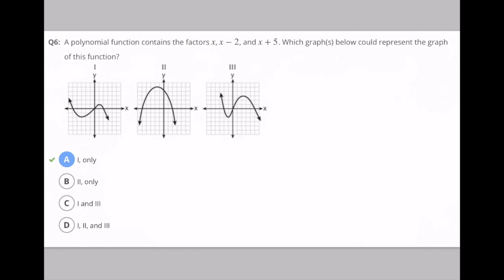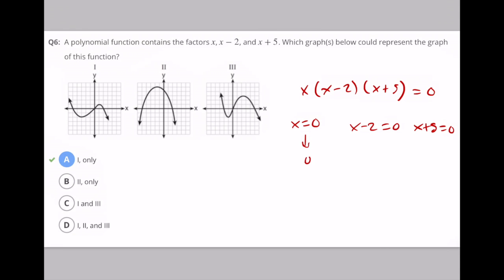Okay, question 6. A polynomial function contains the factors x, x minus 2, and x plus 5. Which graphs could represent the graph of this function? So here are our roots, our factors. x, x minus 2, and x plus 5. If we set this equal to 0, we can determine where the graph is going to touch the x-axis. So let's set x equal to 0, x minus 2 equal to 0, and x plus 5 equal to 0.